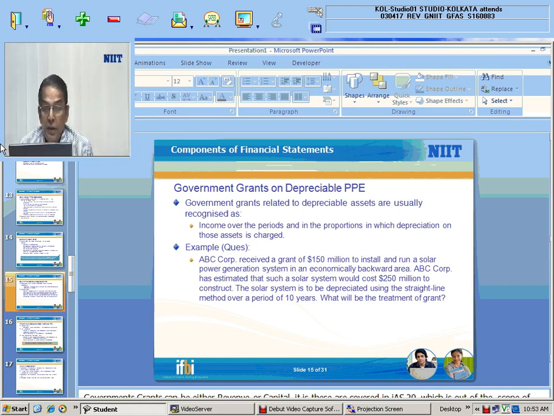ABC Corporation has estimated that the solar system will cost 250 million to construct. The solar system is to be depreciated using the straight line method over a period of 10 years. What will be the treatment of the grant? How will the 150 million be treated in the books of accounts of ABC Limited?